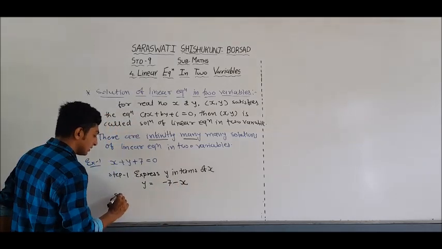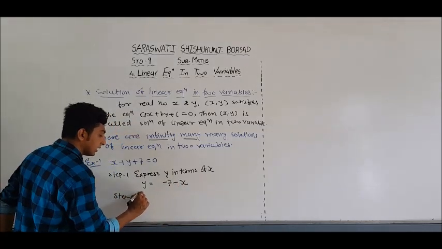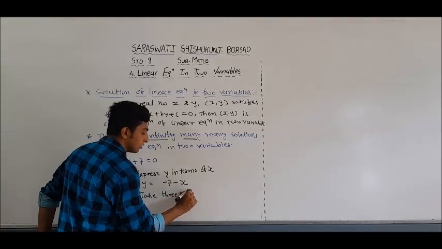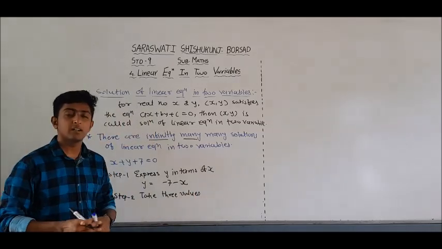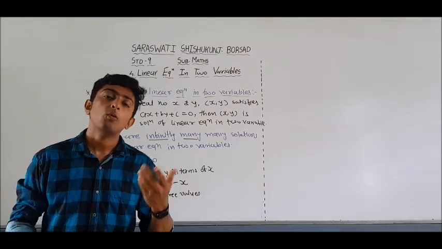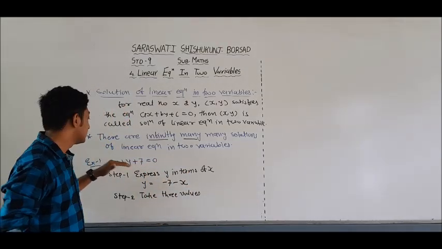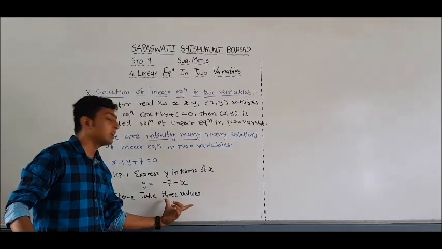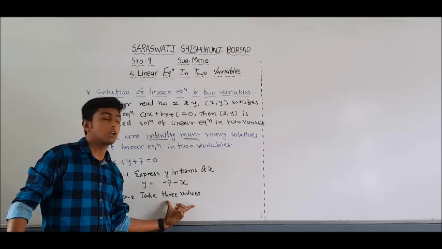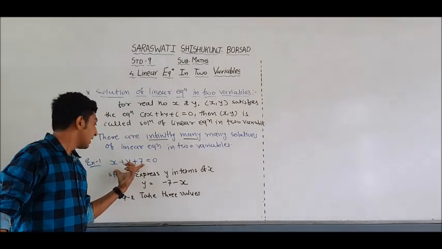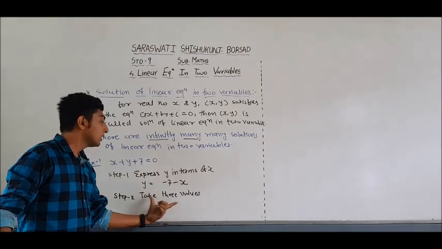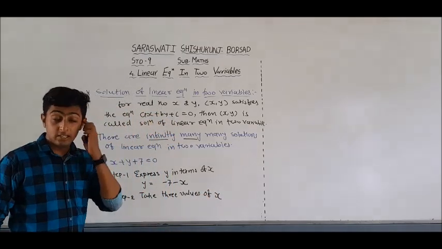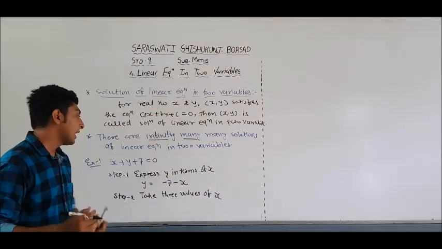Step 2 is take 2 or 3 values, you can take 2 values, 3 values, 4 values, whatever. For example, if the question is find the 4 solutions of x plus y plus 7 equal to 0, then you need to take 4 values. Find the 3 solutions of the given linear equation in two variables, that means you have to take 3 values. So take 3 values of x, the values you can always take positive or negative or 0.